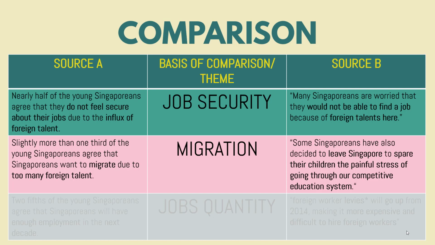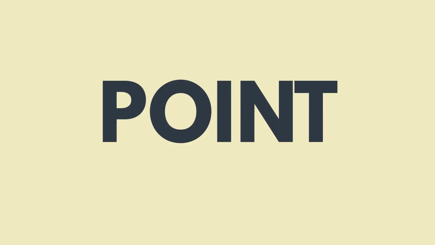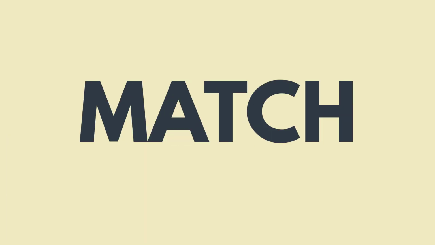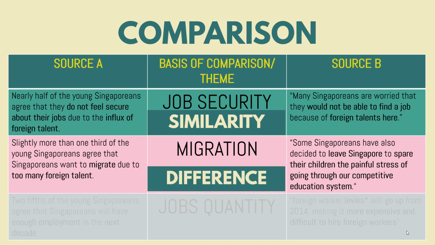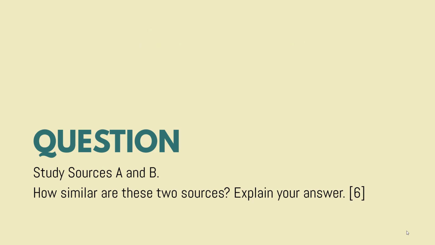We have analyzed the source and we have realized that there are 2 ideas behind the basis of comparison, which is the point, the match, what you are actually comparing, the criteria. We are tackling job security and migration. For job security we are tackling similarities, and for migration we are tackling the difference. Now, how do you place them into a complete full paragraph?